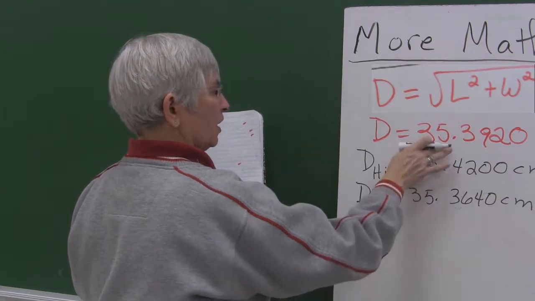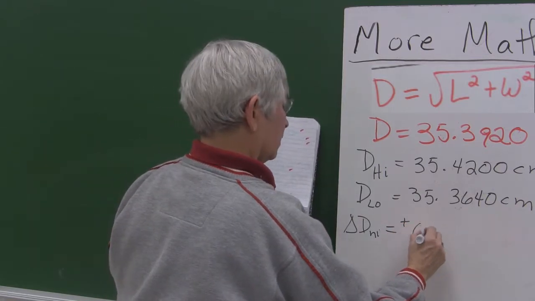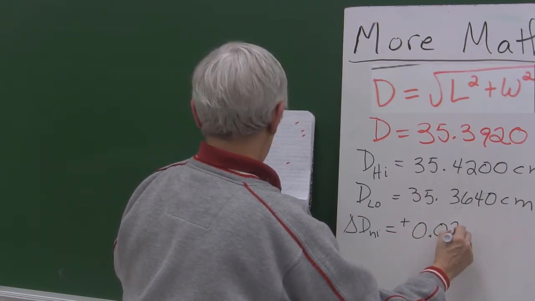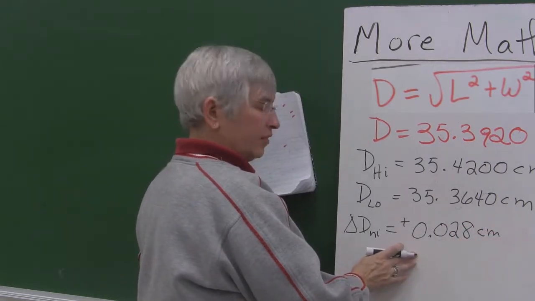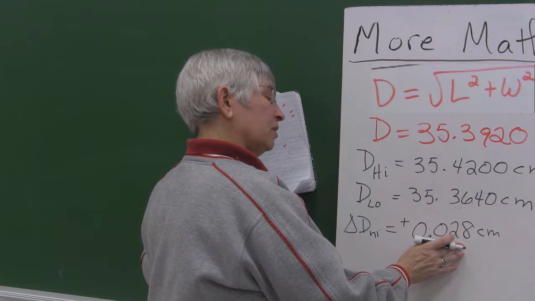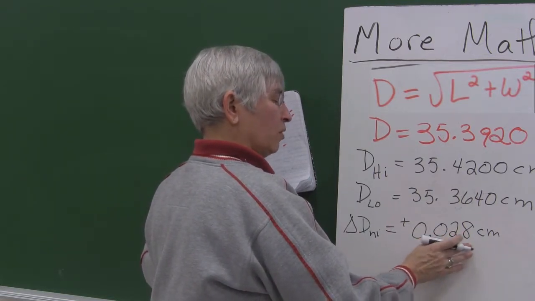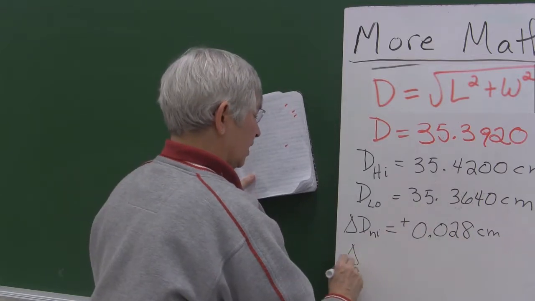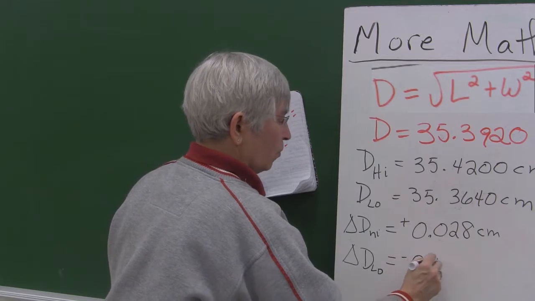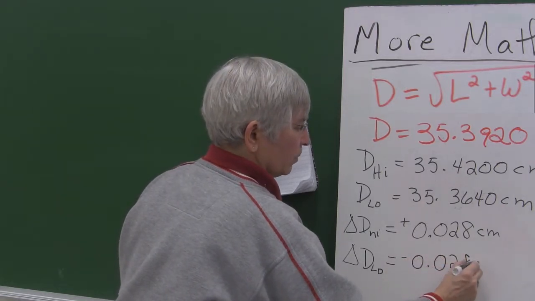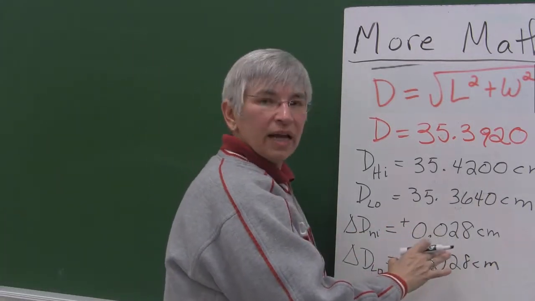And I can look at the deviation, the high value. How much does this deviate from that? It's higher by 0.028 centimeters, because I'm not going to write more than 2 sig figs. I now have a choice. That might be 0.028, or it could be 0.03. But before I decide, I'm going to see what happens when I do the low end. And it's also 0.028 centimeters.